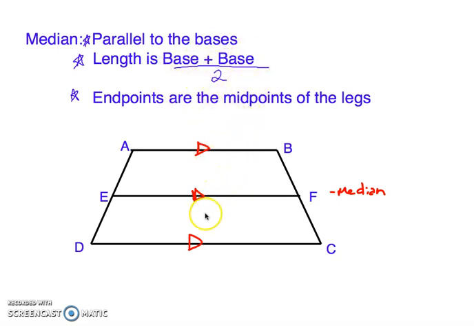So base plus base divided by 2 is the average of the lengths of the two bases. Its two endpoints are the midpoints of the legs. So this point F here is the midpoint from B to C. So that means that segment BF is congruent to segment FC. Point E is also a midpoint, so that means that segment AE is congruent to segment ED.